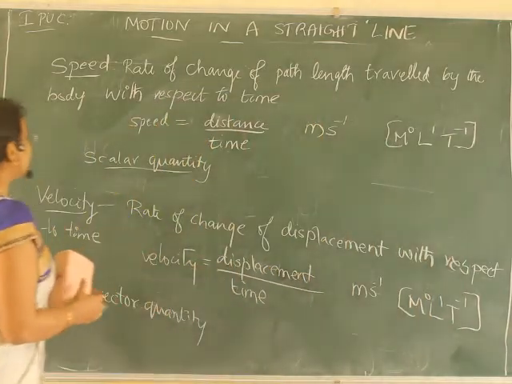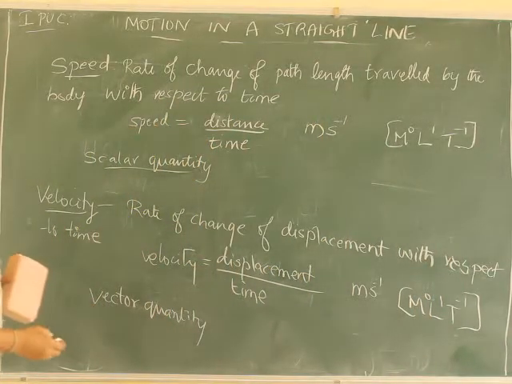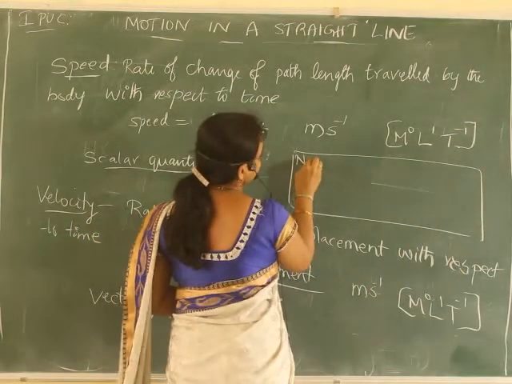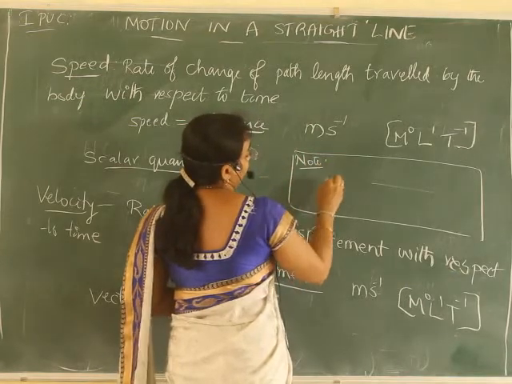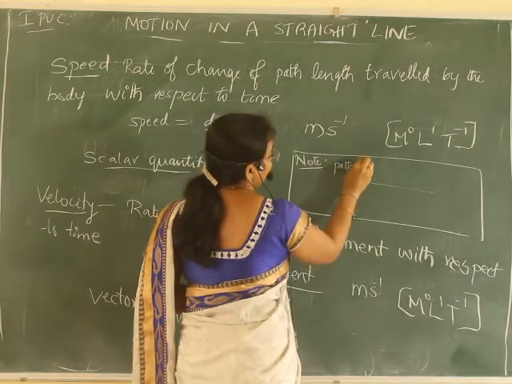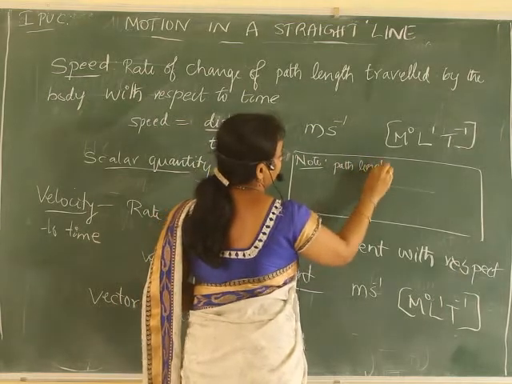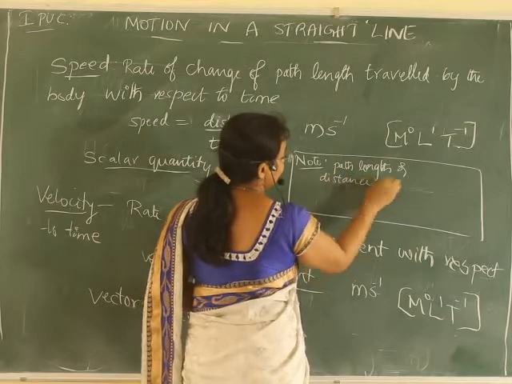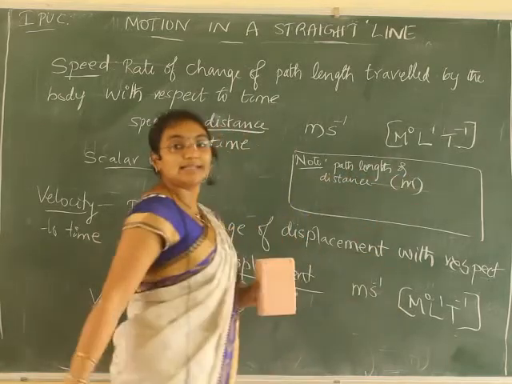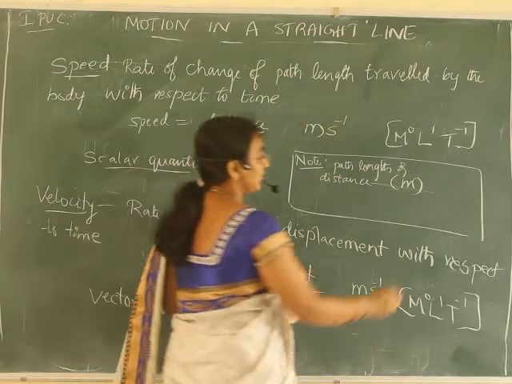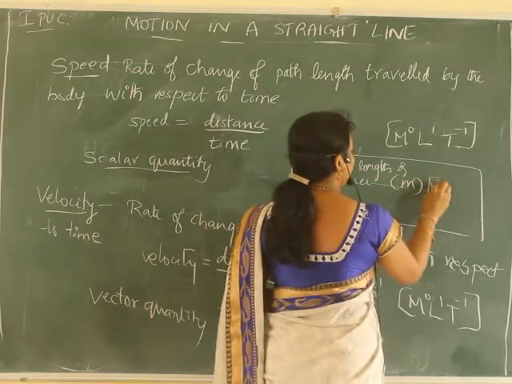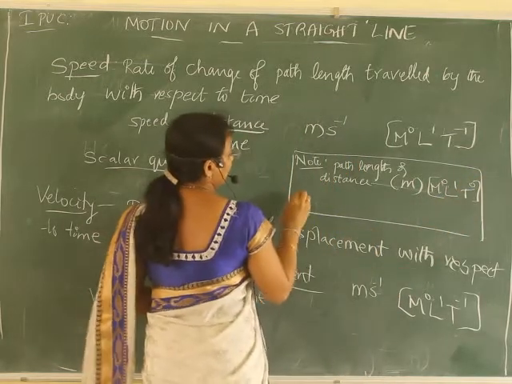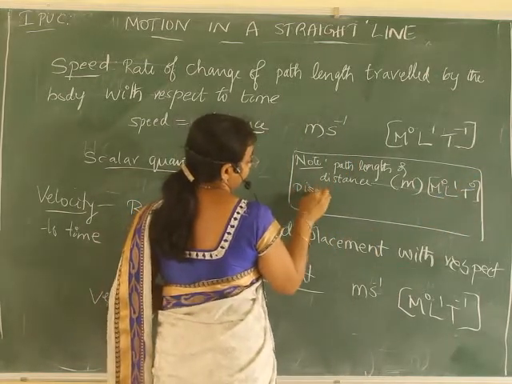One concept I think I did not mention over there. Just a note, make a note in your notes. We wrote path length is nothing but distance, correct? So path length or distance, what is the SI unit? Meter is the SI unit. Then what is the dimensional formula for path length or distance? M to the power 0, L to the power 1, T to the power 0. Then for displacement.